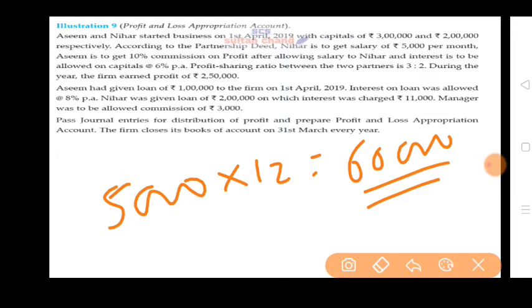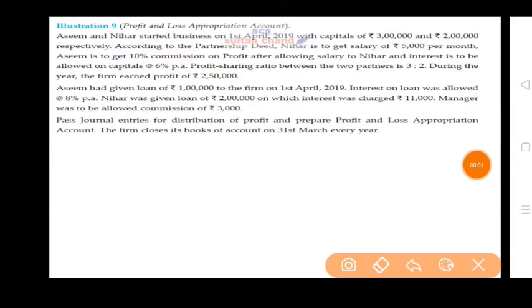Then Asim is to get 10% commission on profit after allowing salary to Nehar. So when Nehar gets the salary from the profit, from the remaining profit we will pay 10% commission to Asim. Next, 6% per annum interest on capital is to be paid to Asim and Nehar. So 6% of 3 lakh and 6% of 2 lakh, it means 18,000 and 12,000 will be paid to Asim and Nehar. It is also an expense, so it will come under the debit side of the profit and loss appropriation account.